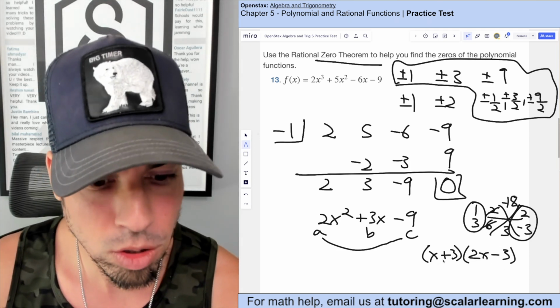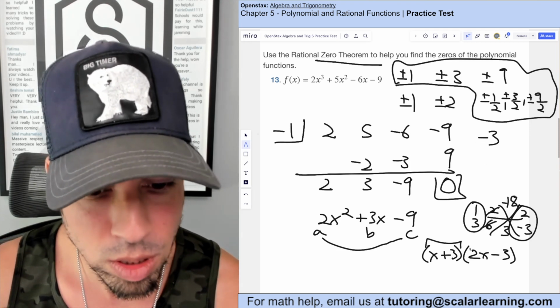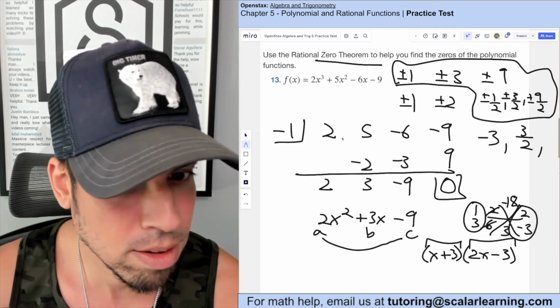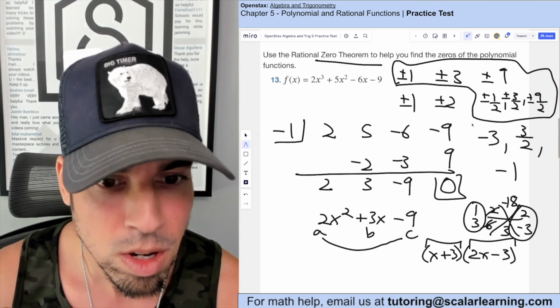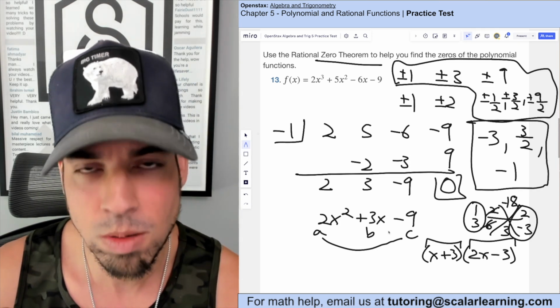So now we have our other two zeros. When is this going to zero out? At -3. When is this going to zero out? At +3/2. And then we already have the -1 from before. So here are your 3 solutions: -3, 3/2, -1, boom, done.